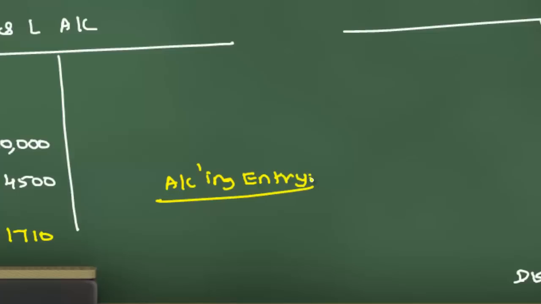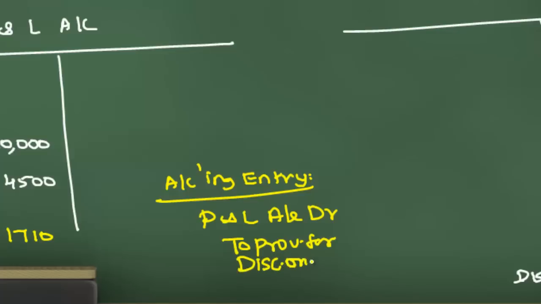Provision is an estimation, so we are directly providing it in P&L. So P&L account is debited, profit and loss account debit, and we are creating a new liability which can be either shown on the liability side or it can be shown on the asset side as a deduction. We have shown it as a deduction on the asset side. So we have created a liability. Liability will always have a credit balance. So to provision for discount on debtors. So the amount in both places is 1,710.